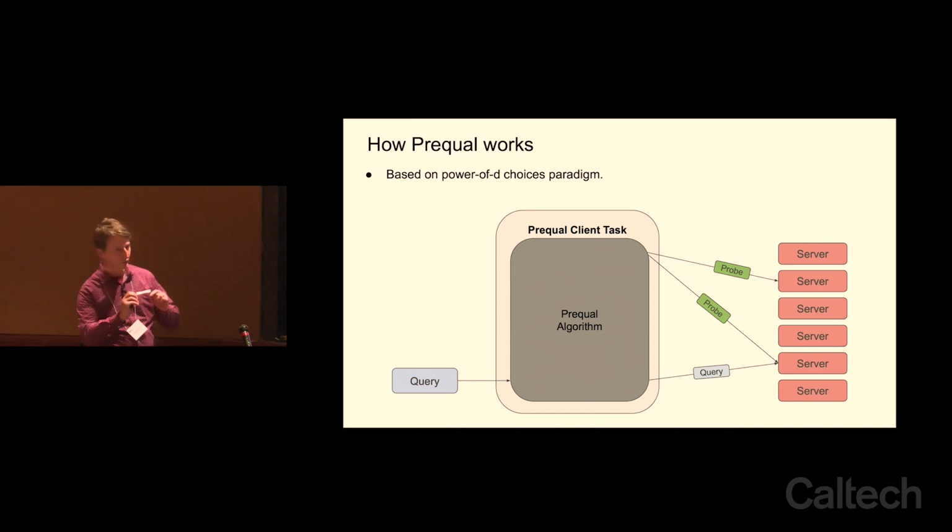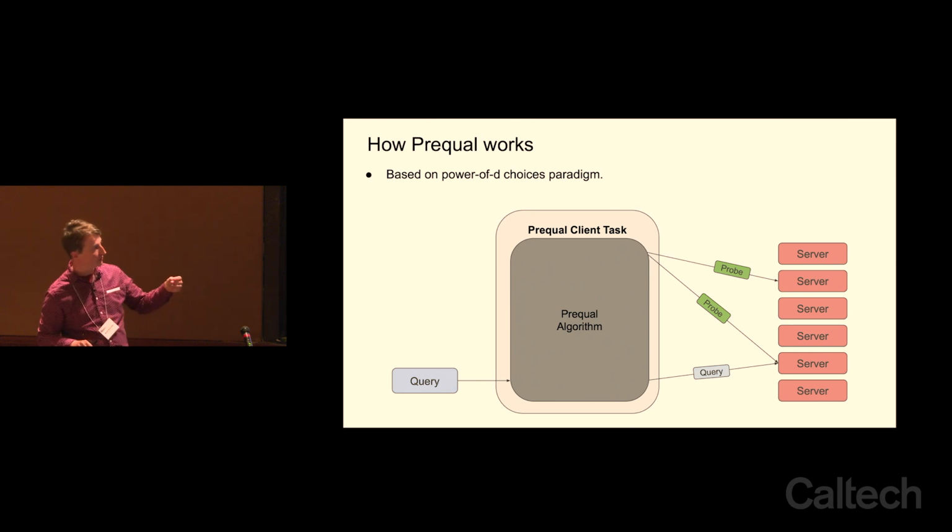At the core of this algorithm is the power of D choices paradigm. You're probably familiar with this: if you have N buckets and N balls and you place them randomly, you get a maximum of log N balls in a bin. But if you have the opportunity to randomly select two buckets and pick the bucket with the least amount of balls in it every time you assign, you get log log N in terms of the maximum number of balls in a bin. We want to use that huge improvement to make our allocations when a query gets assigned to a server.